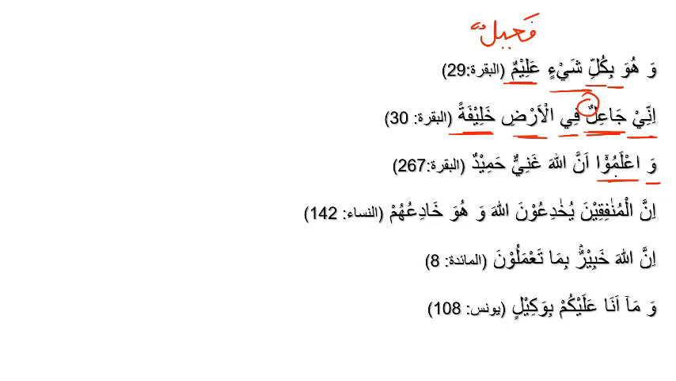Wa'lamu. So is this a noun or a verb? It's a verb, and it's a command. And know, anna, that Allah, because of anna, Allah is in nasab, ghaniyun, self-sufficient, and hamidun. What does hamidun mean? And what sort of pattern is this? The fa'il. So he's most praiseworthy, perpetually praiseworthy.